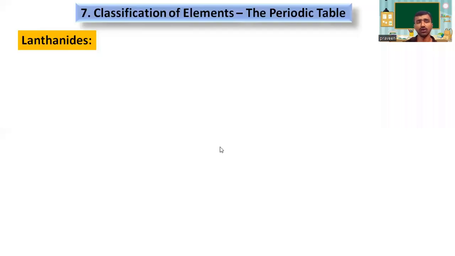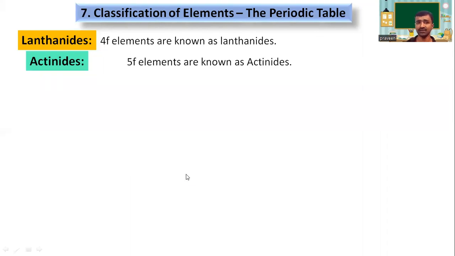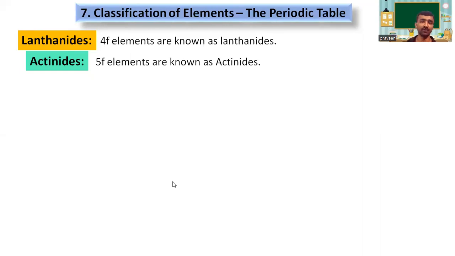It is about what are lanthanides, what are actinides, right? Here lanthanides are 4f elements, actinides are 5f elements. Both these together, lanthanides and actinides, are f-block elements. Both these f-block elements are separated below the periodic table to avoid the long form of the periodic table, nothing else.